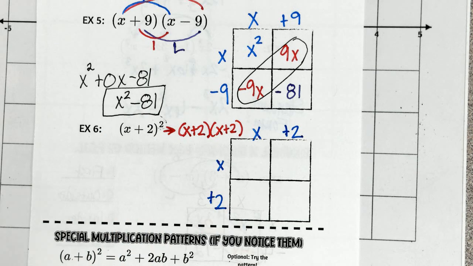You can't distribute a squared. I have a Mean Girls meme somewhere in my room about that. Oh, it's on my cabinet at the bottom.